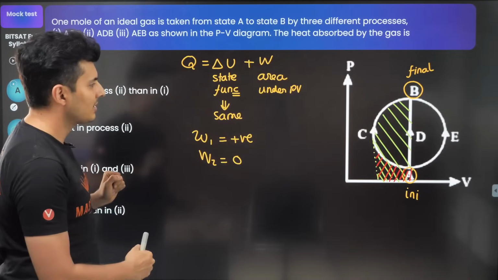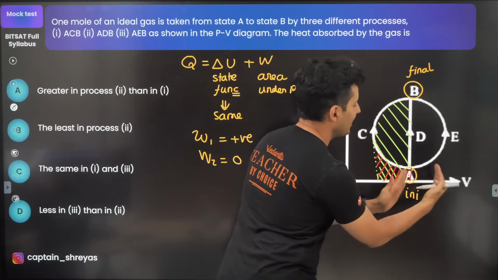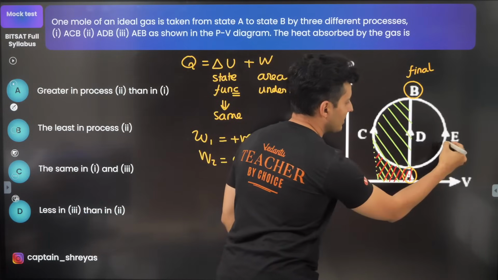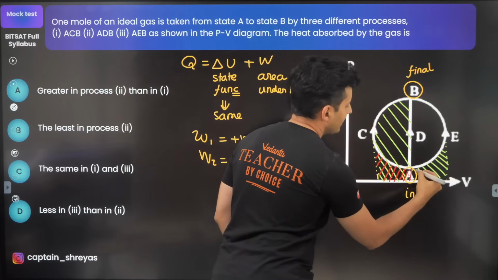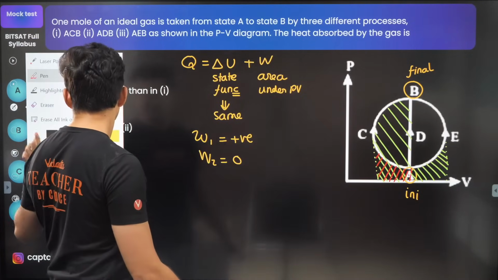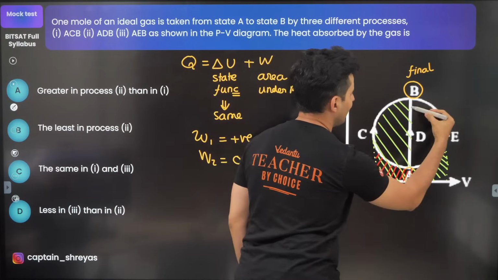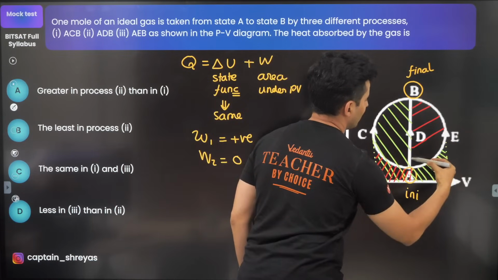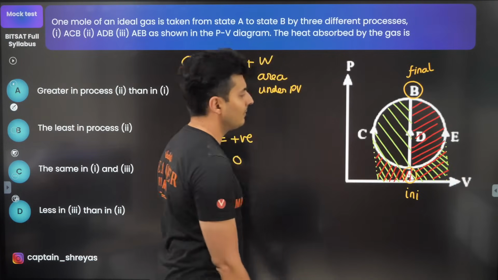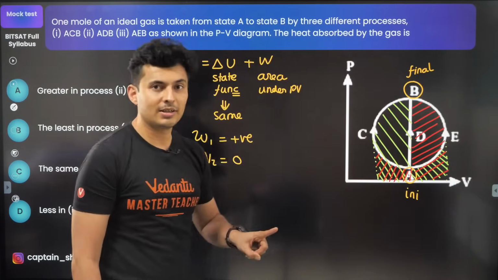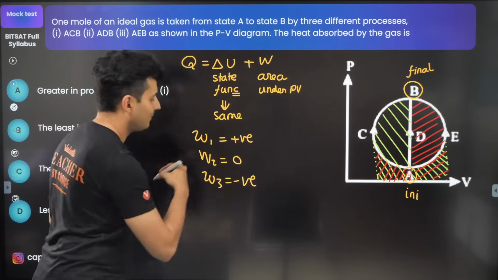Now for the third process, again check out which area is positive, which area is negative. Right from here to here, it's expanding, so it will be positive. So the area under this part is definitely going to be positive. But from here to here, the total area under the graph is this one. This whole area is definitely negative. So it has more negative than positive. Hence the work done in the third process is negative.